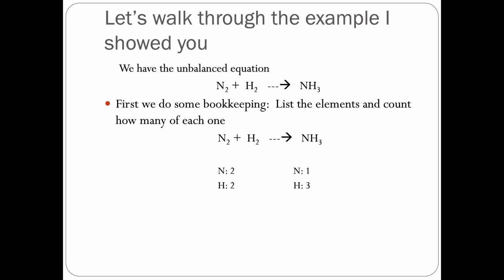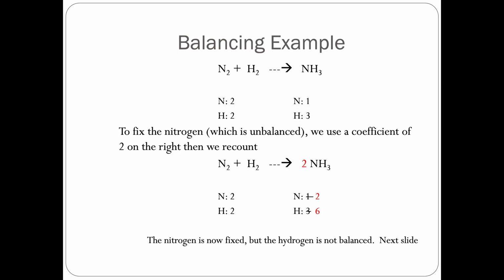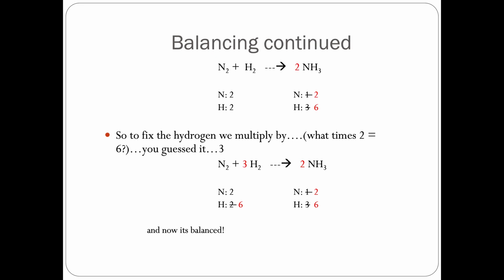We'll do the nitrogen first. So we'll put a coefficient in front of there. And what we'll do is we'll put a 2 in front of the nitrogen. Now, once you change a coefficient, you have to recount everything. So you can see on the left-hand side, there's still 2 nitrogens and 2 hydrogens. On the right-hand side, though, there are now 2 nitrogens, and there's now 6 hydrogens. So that coefficient distributes through completely. So we'll go to the next slide.